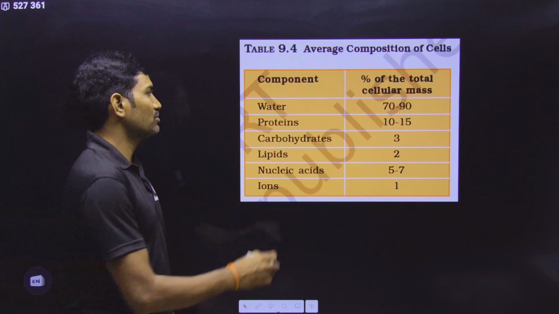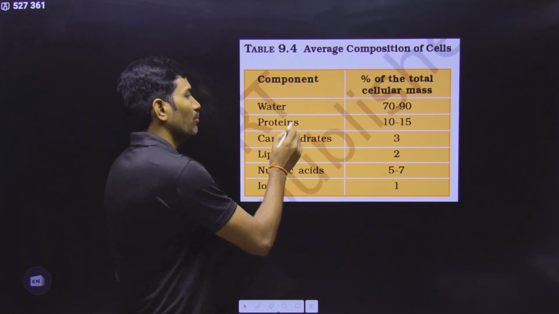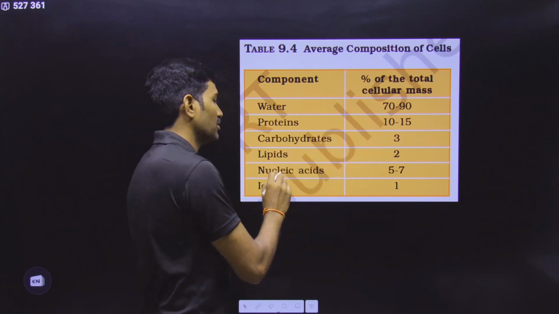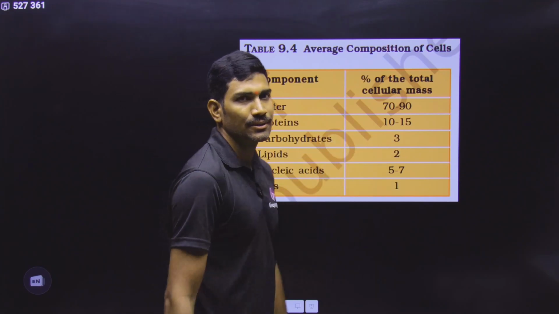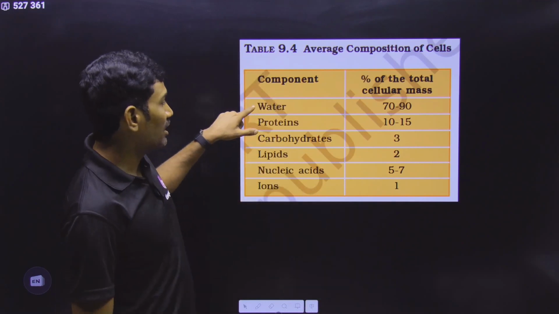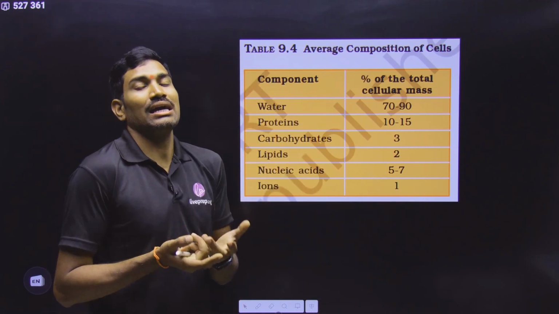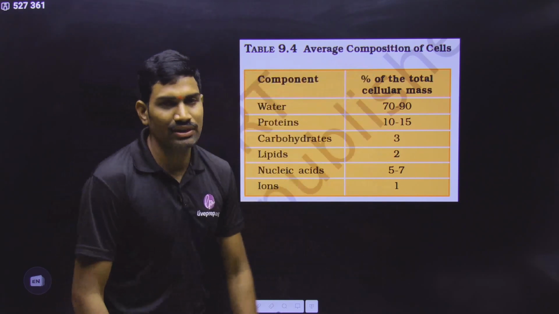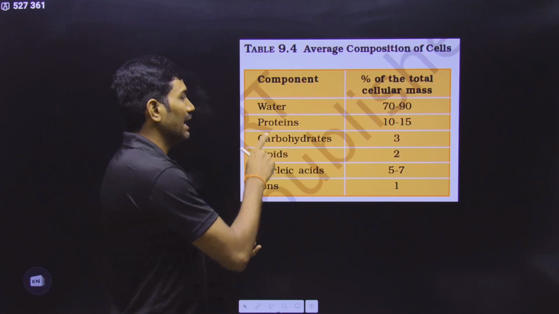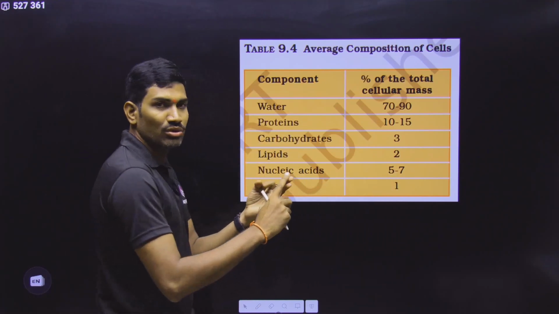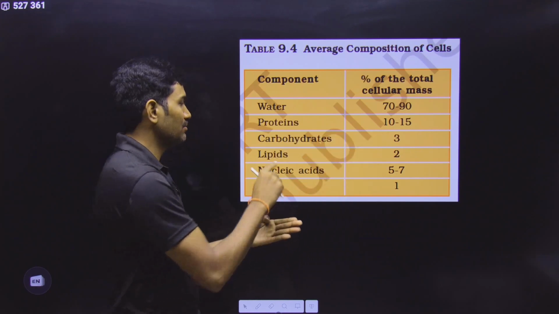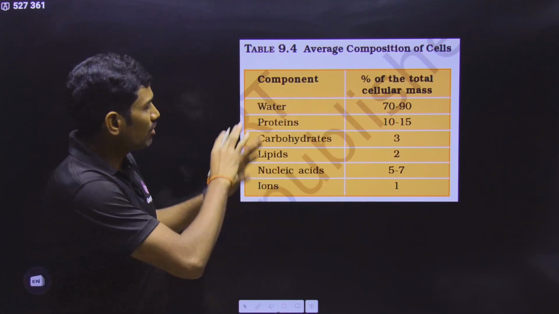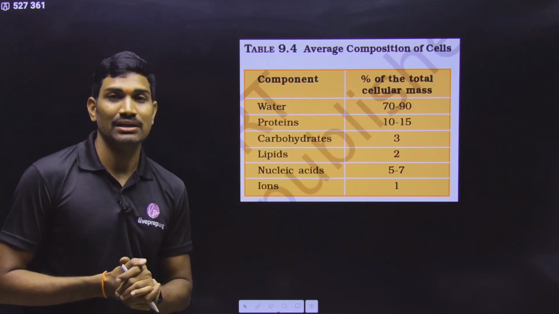So what is the percentage wise if you see? Water 70 to 90%, proteins 10 to 15%, carbohydrates 3%, lipids 2%, nucleic acids 5 to 7%, ions 1%. Water is not an organic compound. If you want to call it a compound, it will come under inorganic. Now if you are arranging all of them, water is the most abundant. After that proteins will come, then nucleic acids, then carbohydrates, then lipids, and finally ions. This is the overall sequence for all organic and inorganic combined.